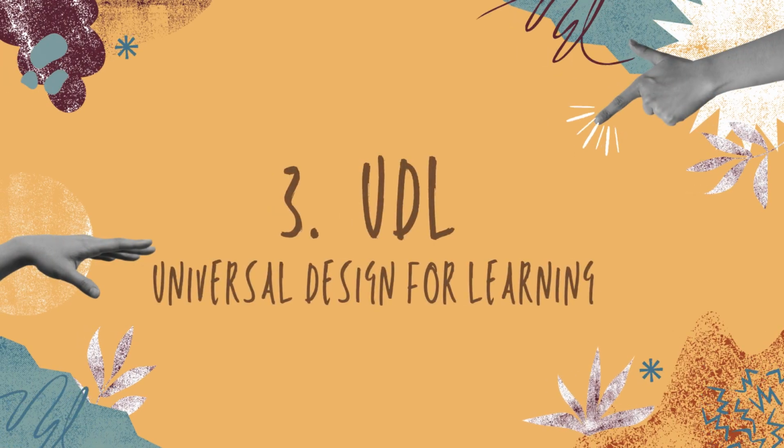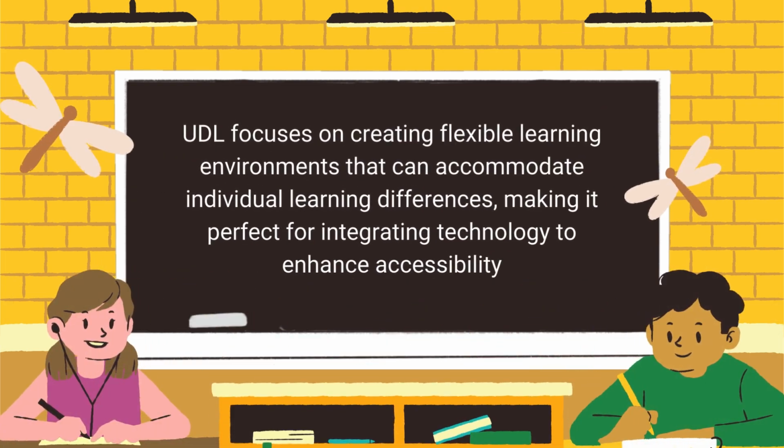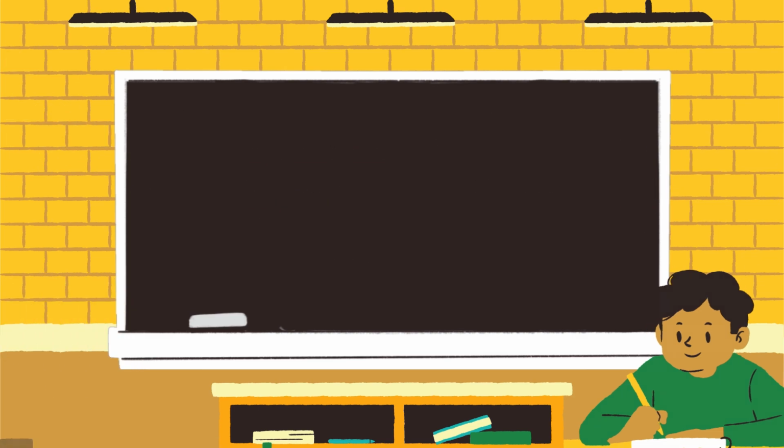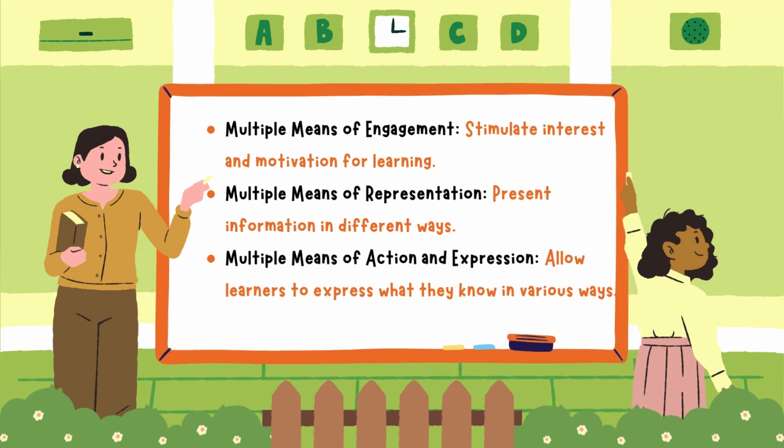Our third model is Universal Design for Learning, UDL. UDL focuses on creating flexible learning environments that can accommodate individual learning differences, making it perfect for integrating technology to enhance accessibility. The principles are: multiple means of engagement, stimulate interest and motivation for learning; multiple means of representation, present information in different ways; multiple means of action and expression, allow learners to express what they know in various ways.